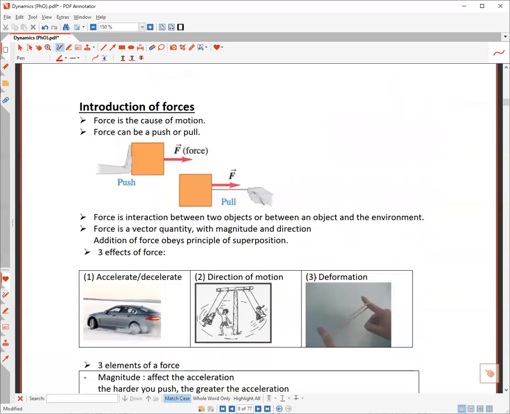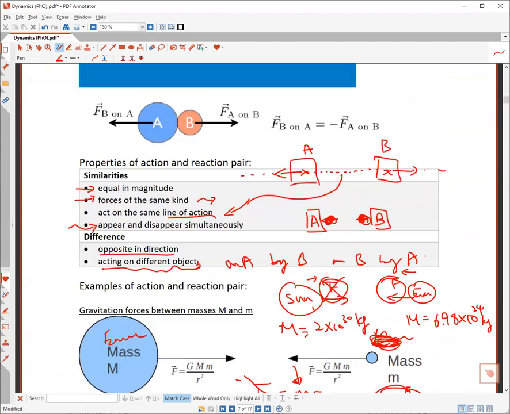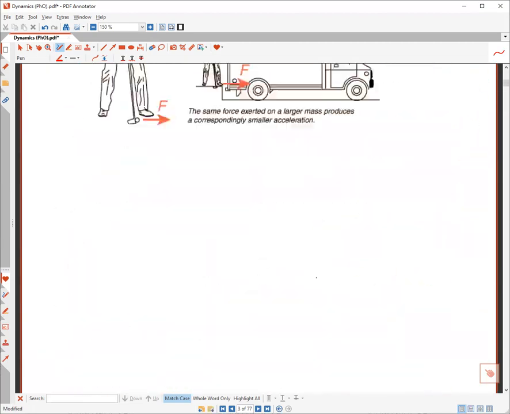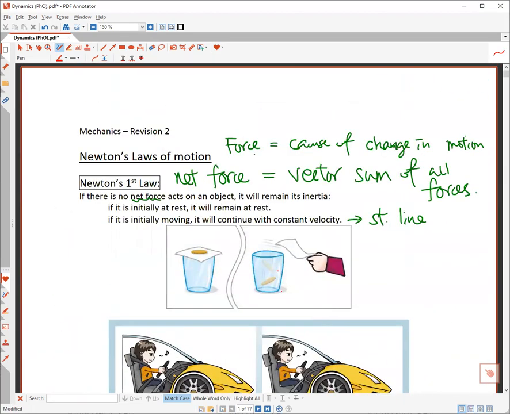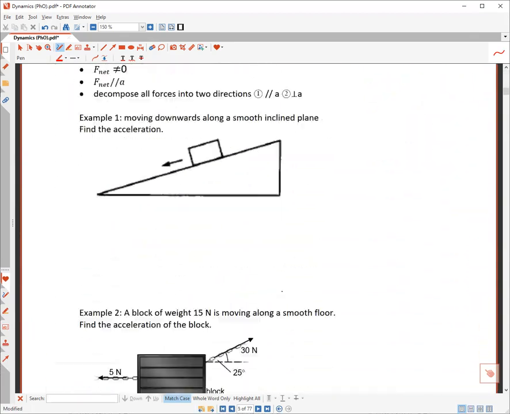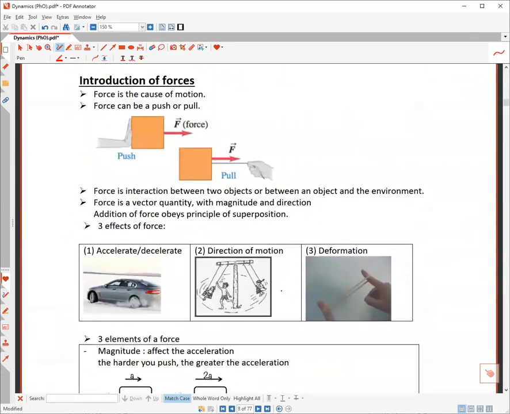Okay, after introducing the three Newton's laws of motion, we can go on to introduce different types of forces.